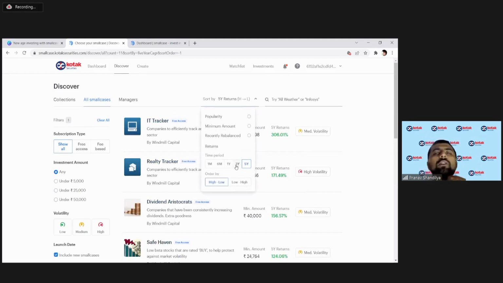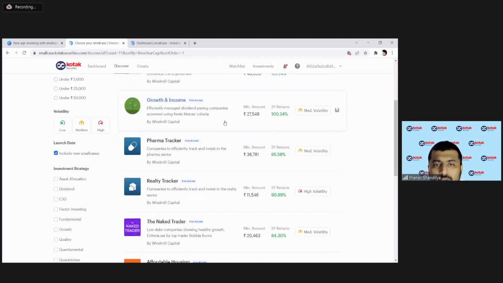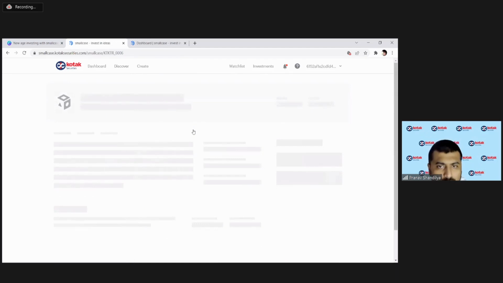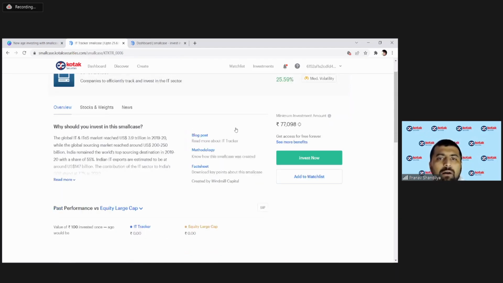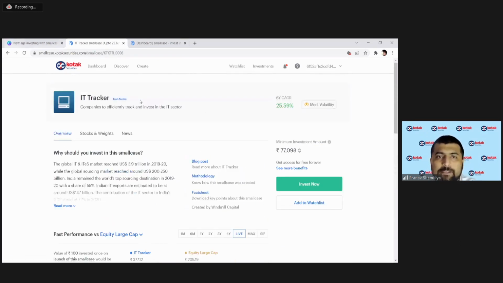Similarly, if you want to do it for 3 years, you can click on 3 years and you will be displayed those kind of portfolios where it has given the highest amount of return in the last 3 years. You can also click on the basket, head over here and click on live performance, and you will be able to see the live performance of the basket against its respective index.